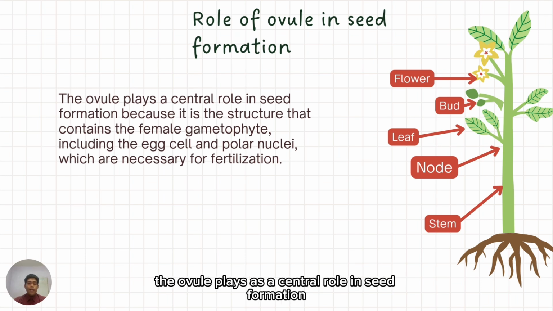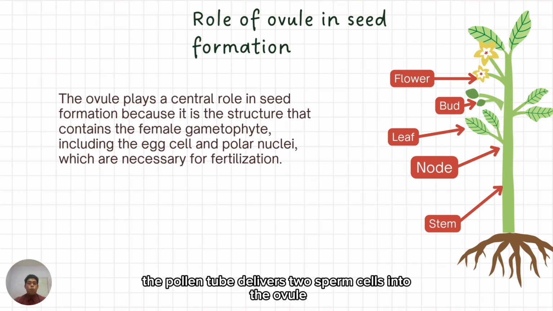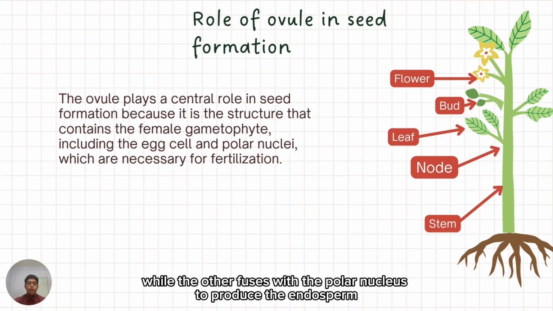After that, we move to the role of ovule in seed formation. The ovule plays a central role in seed formation because it is the structure that contains the female gametes, including the egg cell and polar nuclei, which are necessary for fertilization. After pollination, the pollen tube delivers two sperm cells into the ovule, where double fertilization occurs. One sperm fertilizes the egg to form the zygote, while the other fuses with the polar nuclei to produce the endosperm.